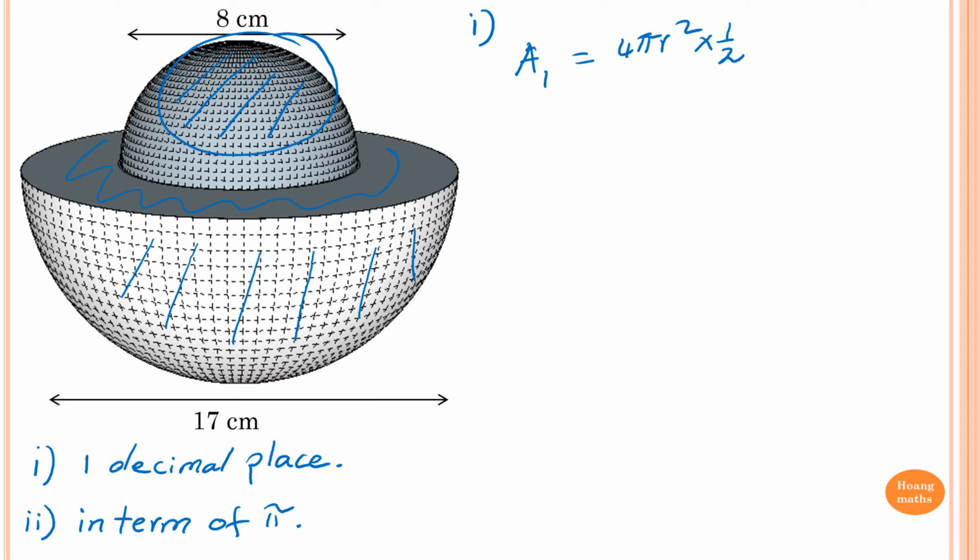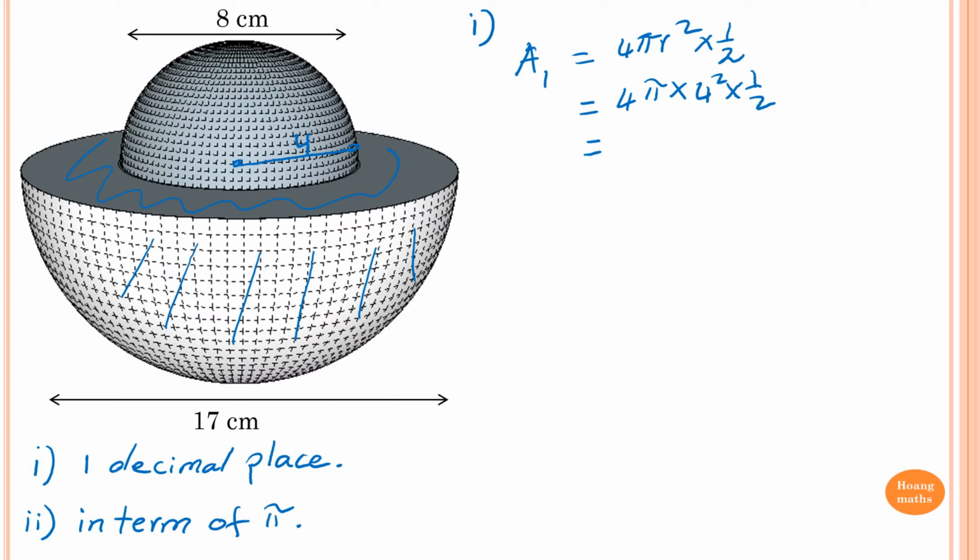Now, the diameter is 8. So therefore, the radius, from here to here, is 4. Half of 8 is 4. So all I need to do is just substitute the value in. So 4 pi times 4, because the radius is 4. So 4 squared times a half.